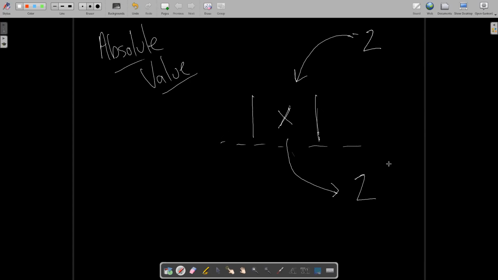Everything that comes out of the absolute value machine is going to be a positive number. You will never get a negative number out of absolute value. Just if you remember that, it's going to be hard for you to make a mistake. So every time you do absolute value, it's going to come out a positive number. So let's do some examples here real quick.